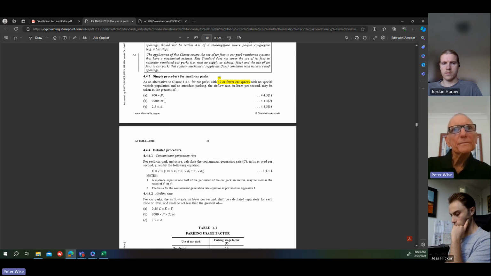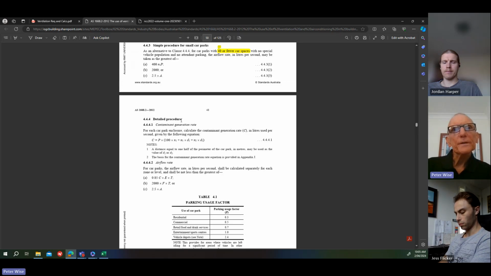Or 2000 B, that means 2000 litres per second. So that's the minimum car park ventilation requirement. And for a small car park, 2000 may be the number that you use. It used to be 3000. They reduced it to 2000, so that sort of made the systems a bit smaller. Or 2.5 times the area. A is the area of the car park. Now this is the effective area where cars can park and travel through the car park. If there are areas that are inside rooms, let's say there's a switch room or a garbage room or something in the car park, you don't need to include that area. It's just the open area to where cars can move through the car park and people can move through the car park.